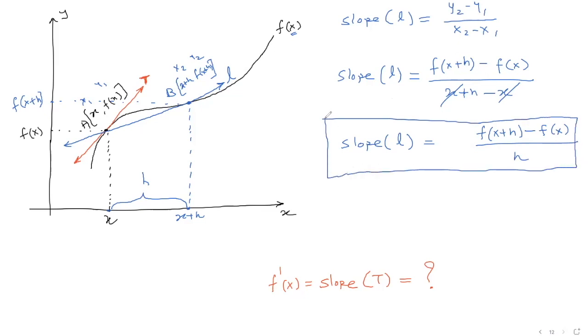Now, from the slope of line L, is there a way we can find the slope of tangent t? Because that's what we are here for. How do we do that? The idea is to use the concept of limits. Let me explain. All you have to do is make h very small. If h is very small, what will happen? The width between this point and this point will reduce and they will come really close.